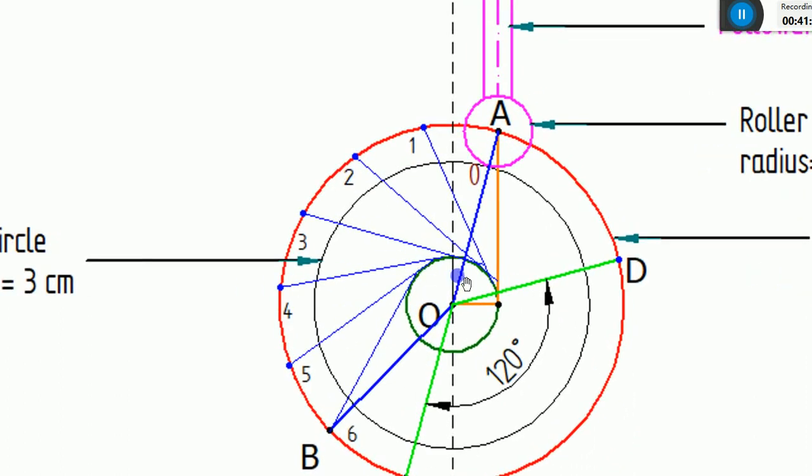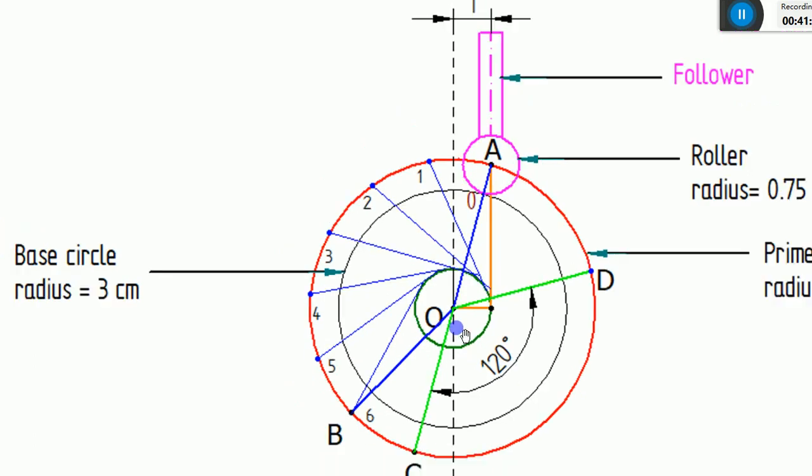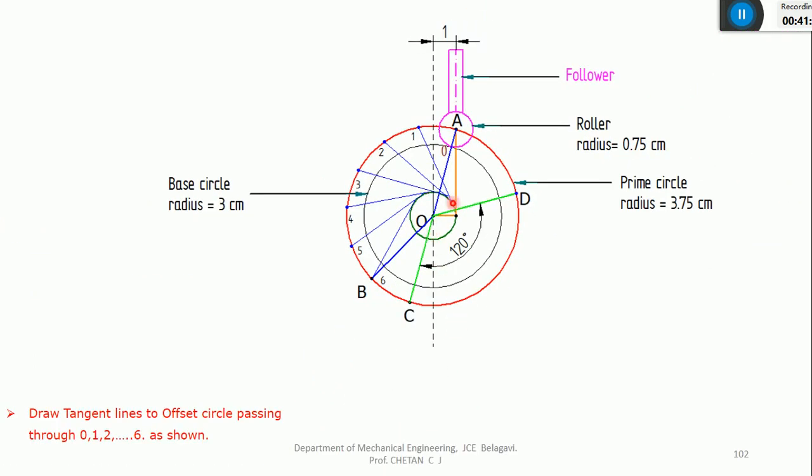If it is a radial follower, you have to draw the radial lines. If it is an offset follower, you have to draw the tangent lines. Remember the keyword, the tangent lines, not the radial. Radial means you have to join all these 6 points to the center of this circle. And here it is not radial lines. It means all these lines are tangent to this offset circle. And what is the next step? You just extend all these tangent lines in a backward direction, like this.